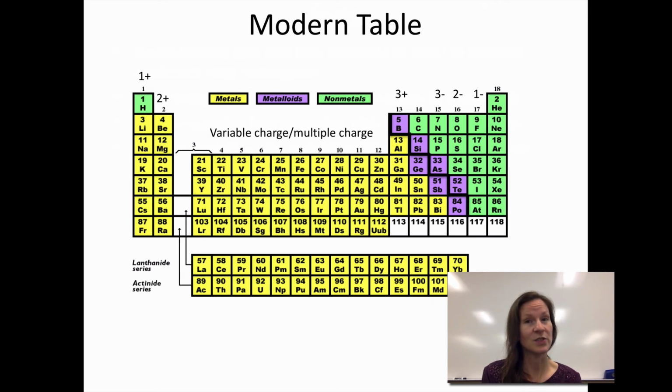Column 14 doesn't do a charge. They don't tend to make ions. They would have to lose 4 or gain 4 to become isoelectronic with a noble gas, and it just doesn't happen. In real life, carbon and silicon don't make ions. So we're not going to learn anything about those.